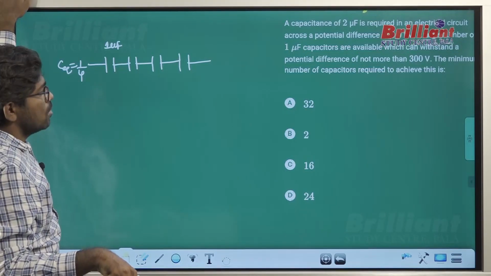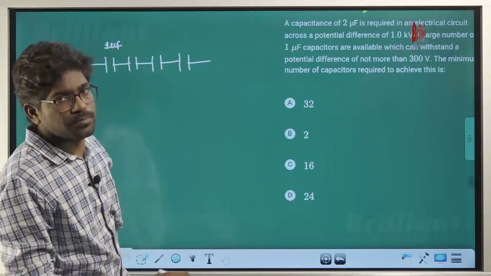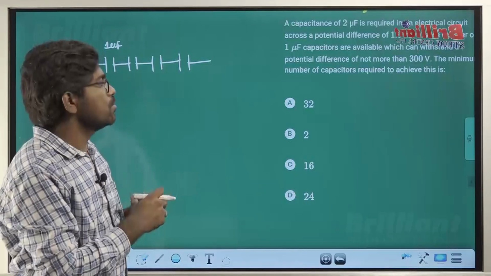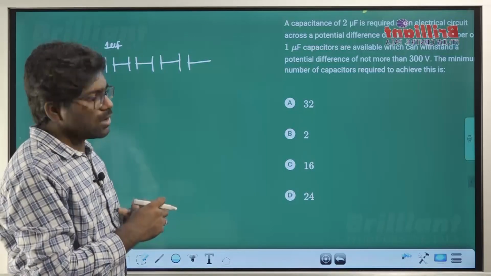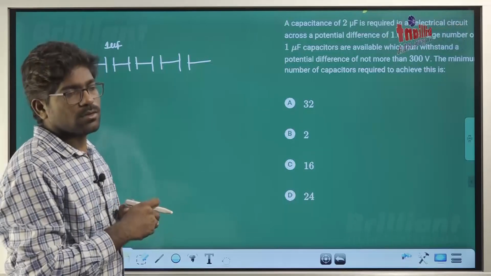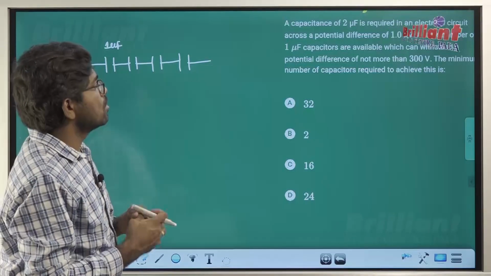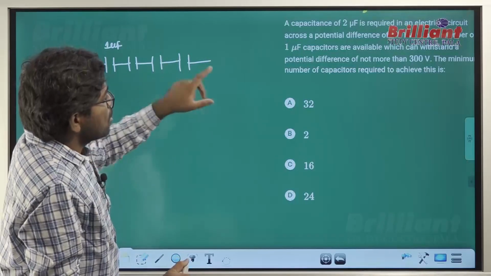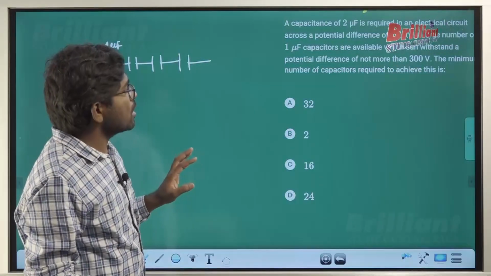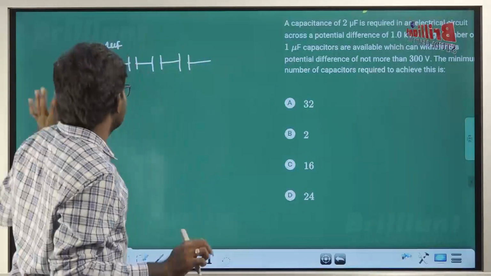Chalo. Look here, first of all, the capacitor can withstand a potential of maximum 300 volt only. See, before going for the solution, you try to read the question by yourself clearly and then try to understand. If possible, try to solve also. If you don't get it, then you go to the solution. Understand, right? And try to learn some concepts also through these solutions. Okay. Now, the potential difference should not be more than 300, and you are connecting to a potential of 1 kilovolt. 1 kilovolt means 1000 volt, right?